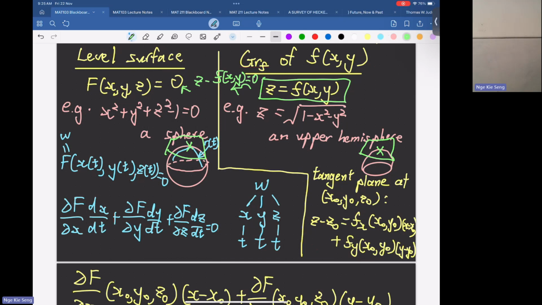So what's your capital F of x, y, z now? It's z minus f of x, y, right? Because capital F of x, y, z is just telling you there's a function relating x, y, and z. In particular, z minus f of x, y is a function that has z, x, and y. So take out your pen and paper and try to compute the gradient of z minus f of x, y.